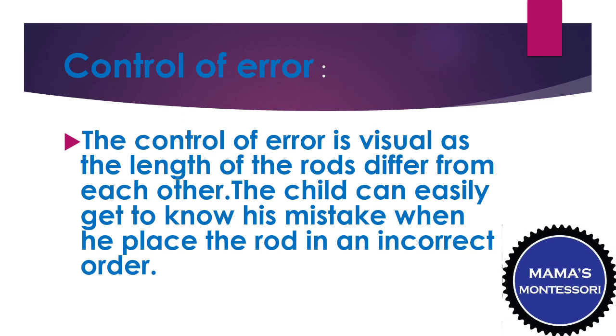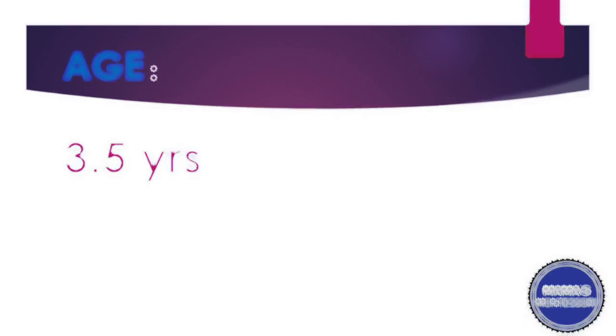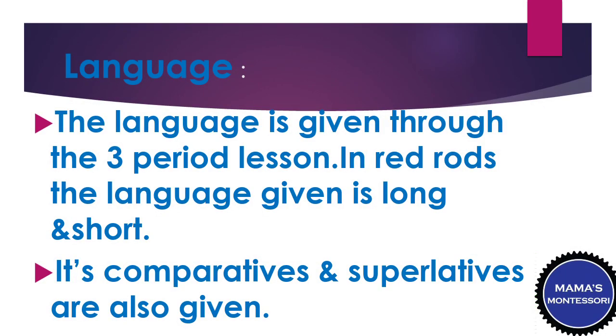Control of error. The control of error is visual, as the lengths of the rods differ from each other. The child can easily recognize his mistake when he places the rods in an incorrect order. The age required for doing this activity is 3 to 3.5 years.